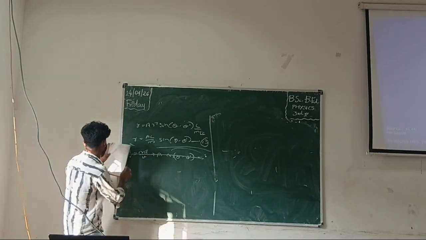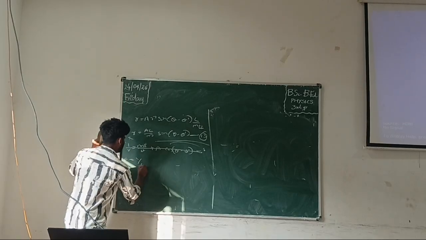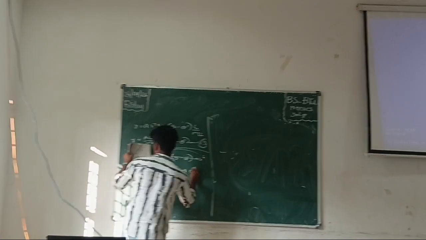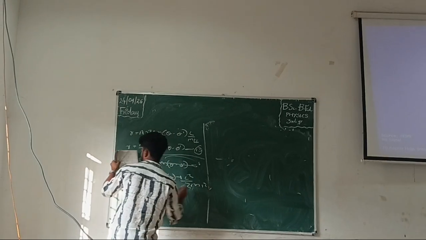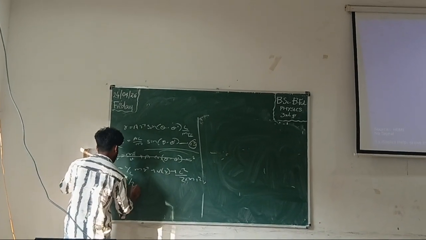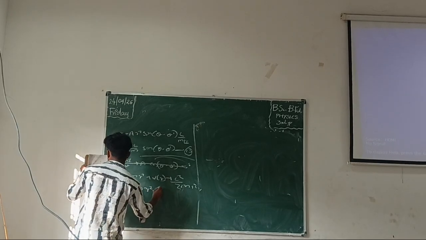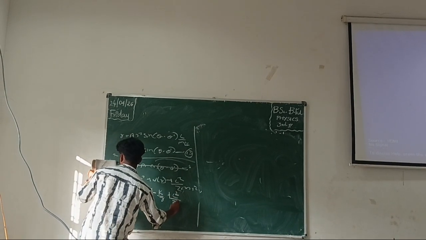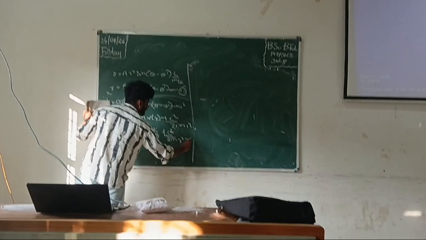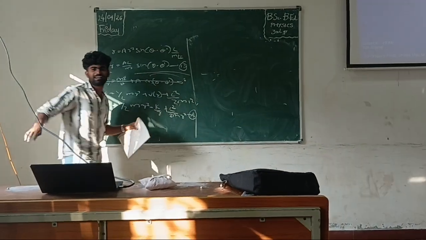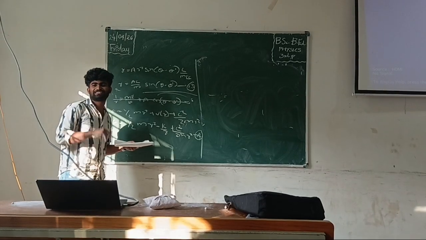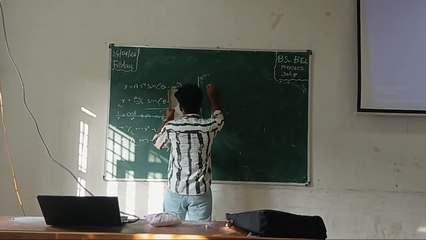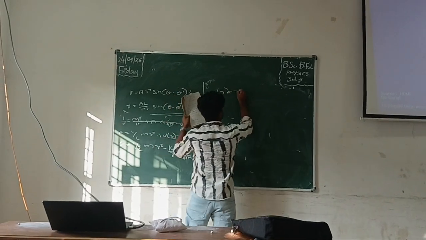And so E is equal to half m r dot square plus V of r plus L square by 2m r square. So E is equal to half m r dot square minus k by r plus L square by 2m r square. This is the 14th equation of the derivation. So you understood this. Okay, so we know that V of r is minus k by r.